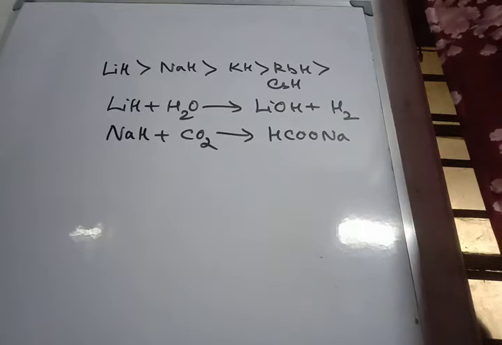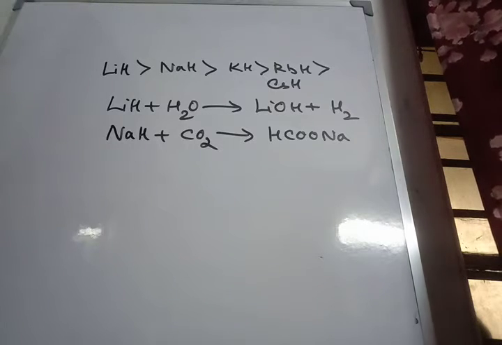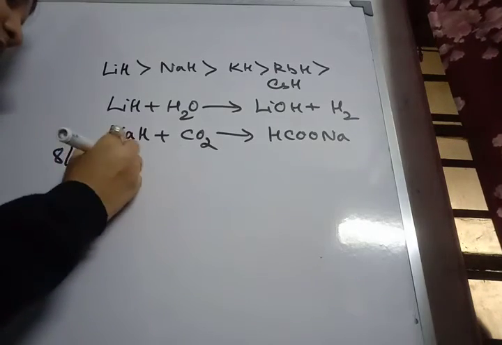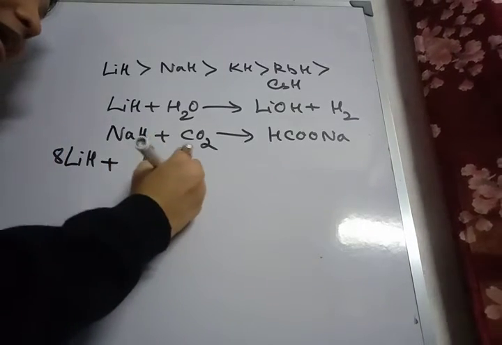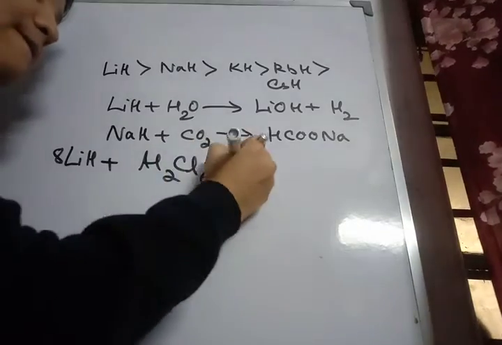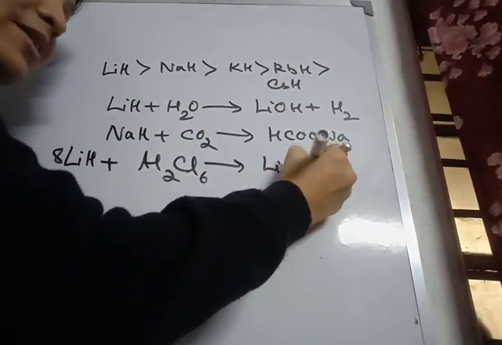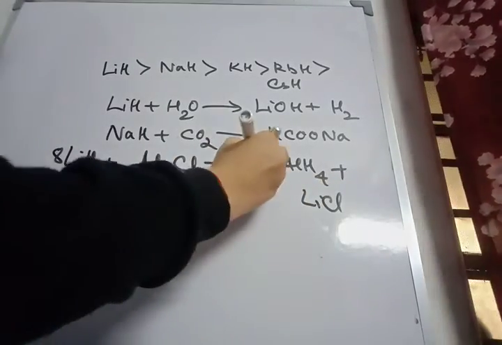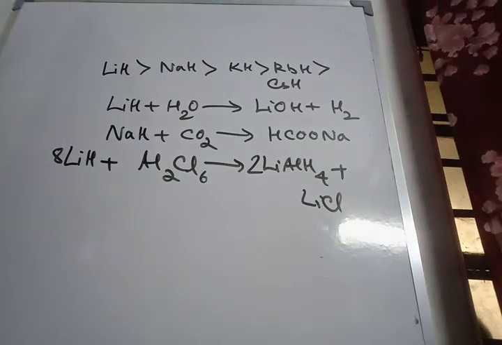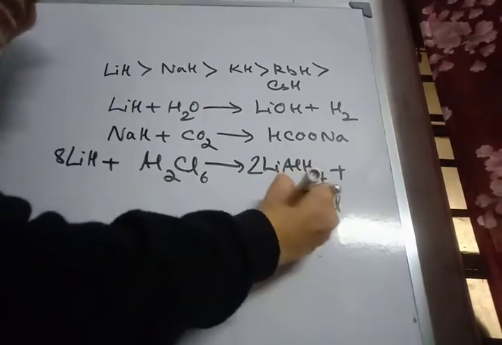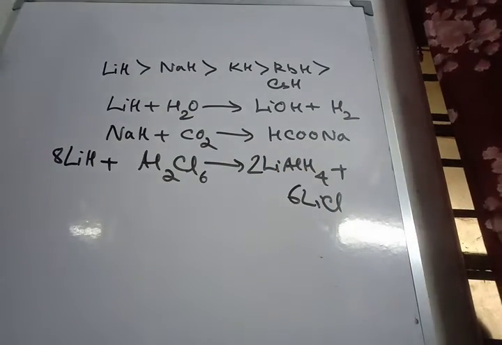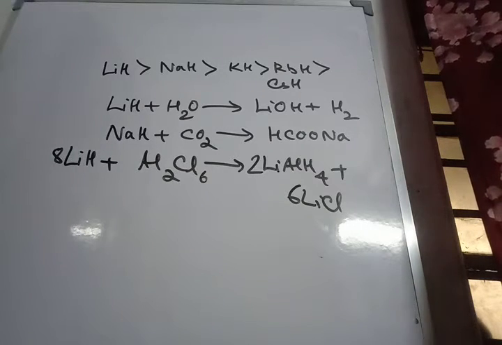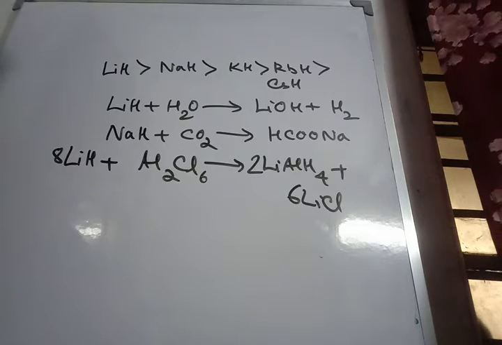Next, some hydrides are also used to prepare complex hydrides of other metals. For example, lithium hydride reacts with aluminium chloride to form lithium aluminium hydride plus lithium chloride. Now this lithium aluminium hydride generated is a powerful reducing agent. It helps in the reduction of aldehydes, ketones, carboxylic acids, esters, cyanides, etc. It's a strong reducing agent.